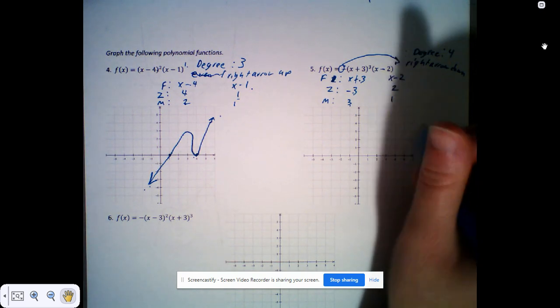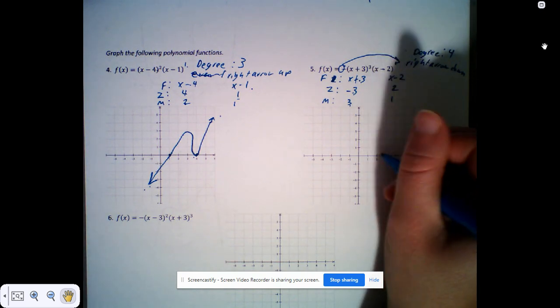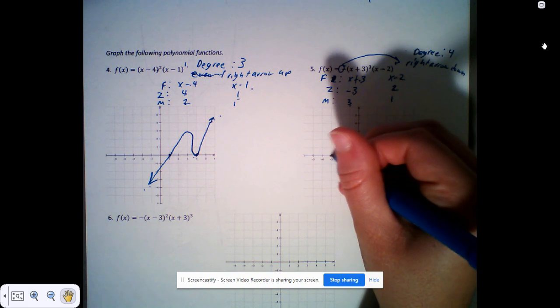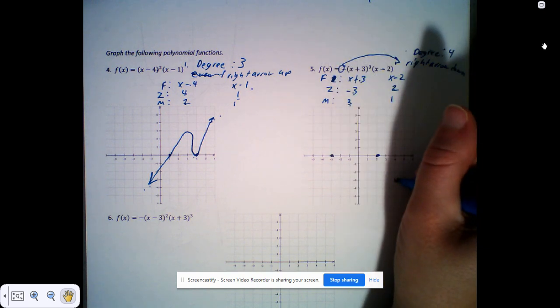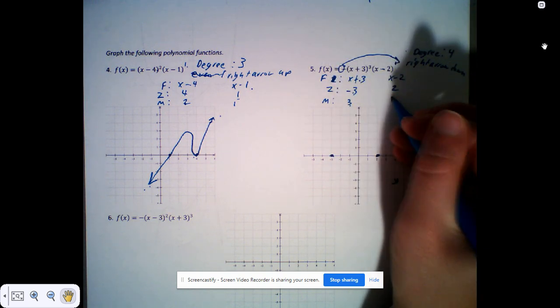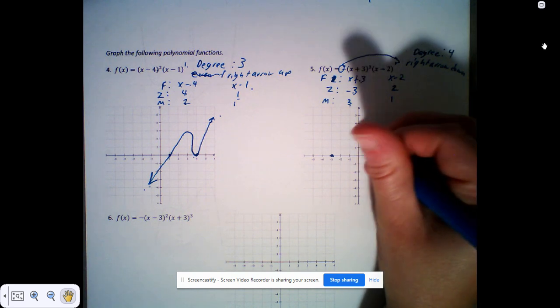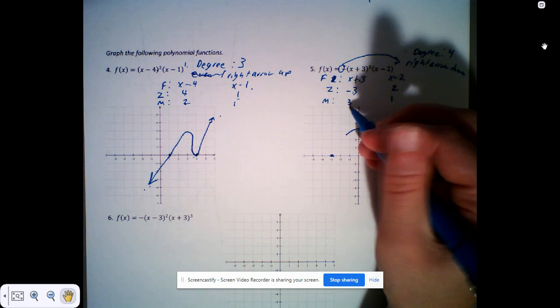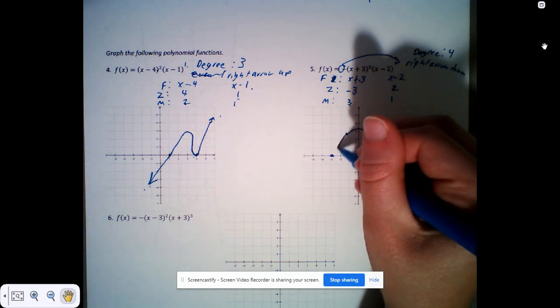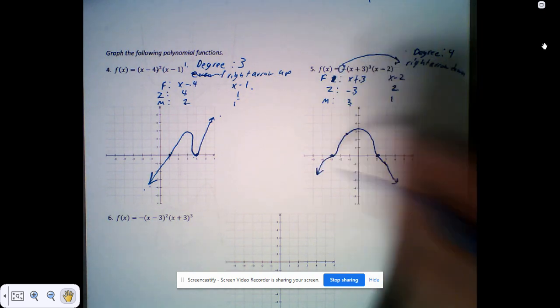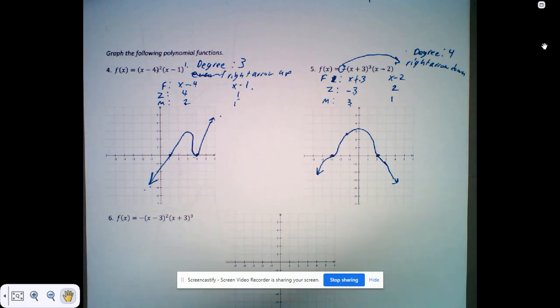I'm going to have to hit positive 2 and negative 3. When I hit positive 2, I have multiplicity of 1, so I go straight through. It's a cross. I'm going to come back down towards negative 3. When I hit there, it has multiplicity of 3. So I'm going to kind of wiggle or go horizontal right through there. My arm should go in the same direction because it has a degree of 4.